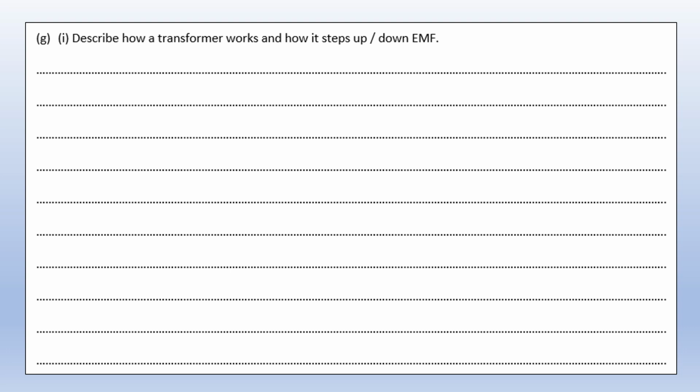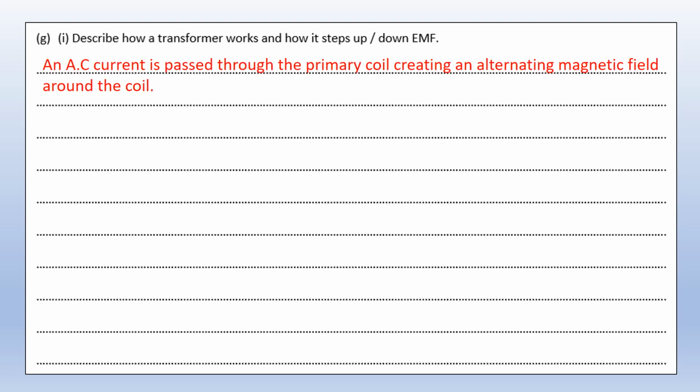Okay, so the final thing we're going to take a look at is how a transformer works and explain how it steps up or down the EMF. First of all, to make a transformer work, we need an AC current. It doesn't work if the current is not AC. So that's the first thing we need. And we send it through one coil, which is wrapped around the core. We call that the primary coil because that's where we put the current in.